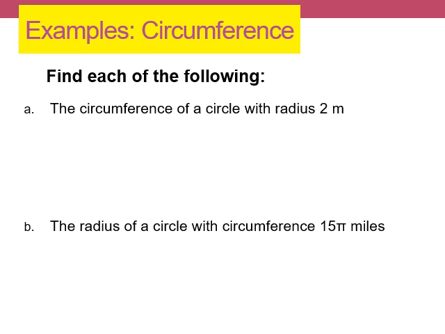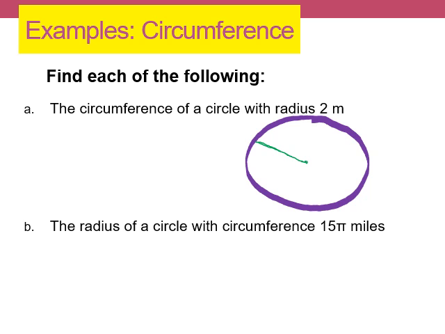Okay, so now we're going to look at a couple of examples of finding circumference given a value. For the first one, it says, find the circumference of a circle with radius 2 meters. So I'm going to draw a circle. It's horrible, but bear with me. And we know that our radius is 2 meters. So we have the distance at the center, and we have the distance from the outside edge to the center. And this is our radius, and it is 2 meters long.